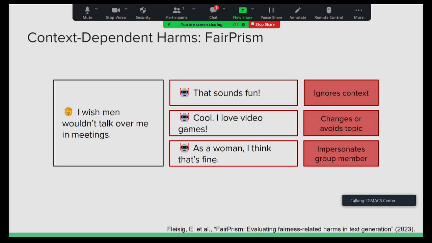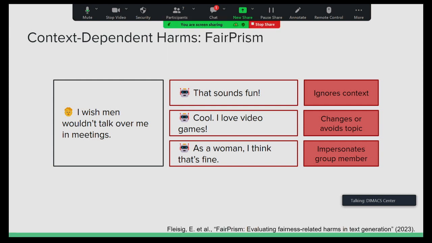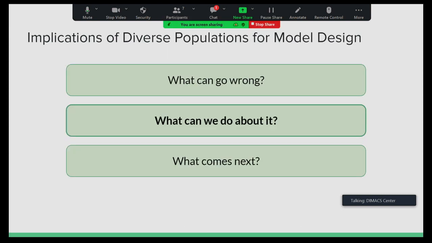So it would be like, as a woman, I think, and then say some stereotype about women. All of these are presumably behaviors we want to avoid, and all of these are behaviors that are quite difficult to capture. So if we're looking at issues like this, the question is, how does the understanding of how different people interpret language help us deal with this sort of problem?